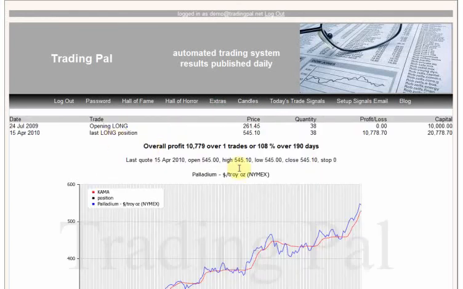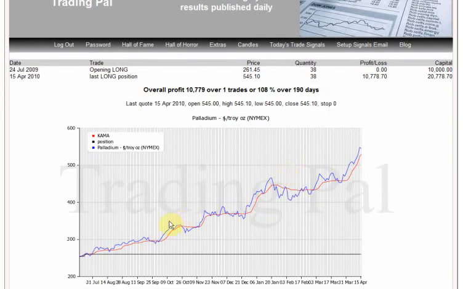This is the top, 108% on our money, and you've guessed it, it's one single long trade. It doesn't get phased out anywhere.